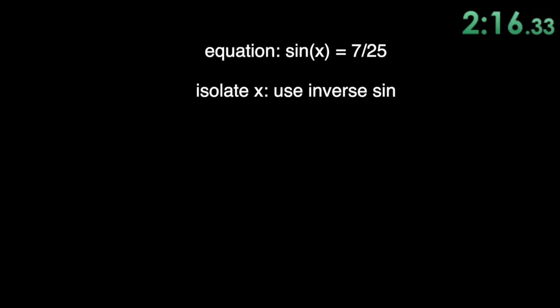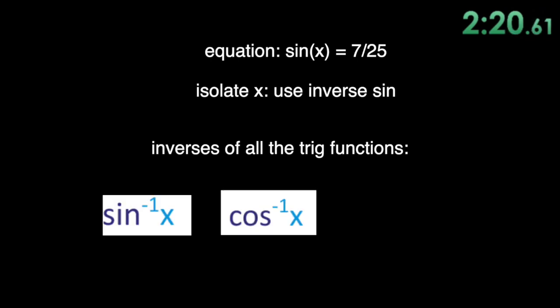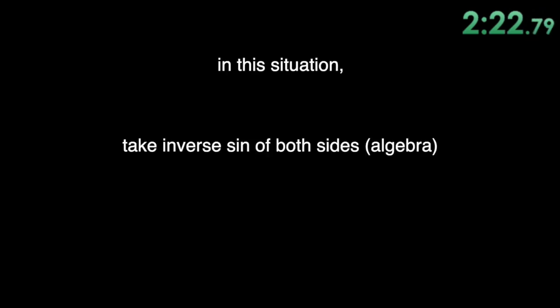To isolate x, we use a new function called inverse sine. There are inverses of all three of the trig functions: sine, cosine, and tangent. In this situation, we take the inverse sine of both sides, giving us x equals inverse sine of 7 over 25. After putting it in your calculator, you get the answer of approximately 16.26 degrees.